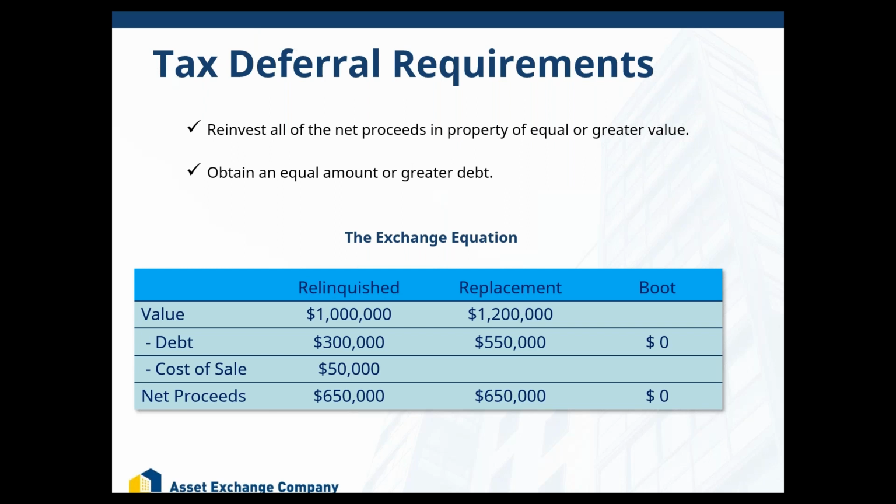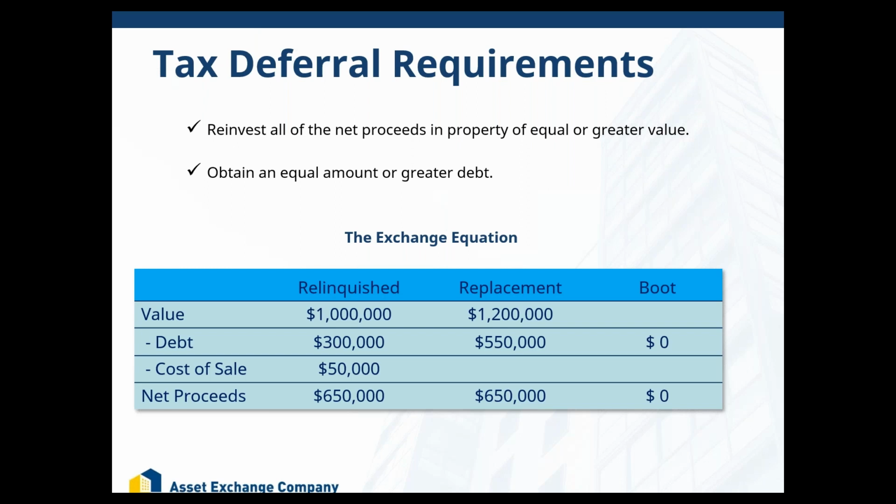Again, we're the QI, the qualified intermediary. We're going to hold that $650,000 on behalf of the seller, the exchanger, because they can never have receipt of those funds. Now, what are they going to do with that entire amount? Well, in this example, they're going to take that entire $650,000 and use that entire amount to go out and buy a replacement property for $1.2 million. They're actually going to buy a property of greater value than what they sold, because they sold for $1 million, and the replacement property is $1.2 million.